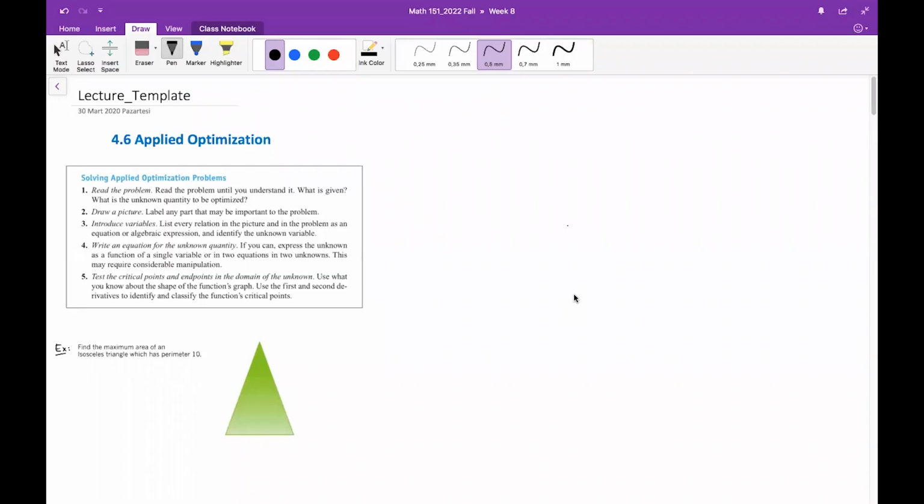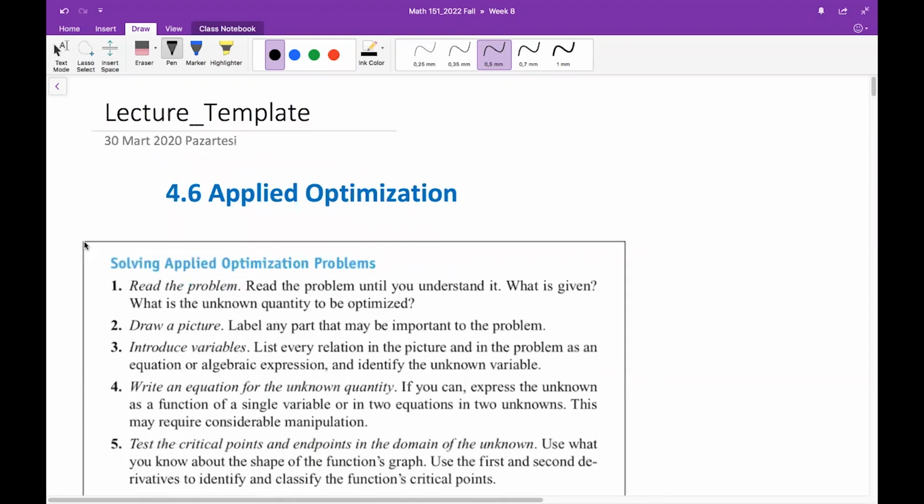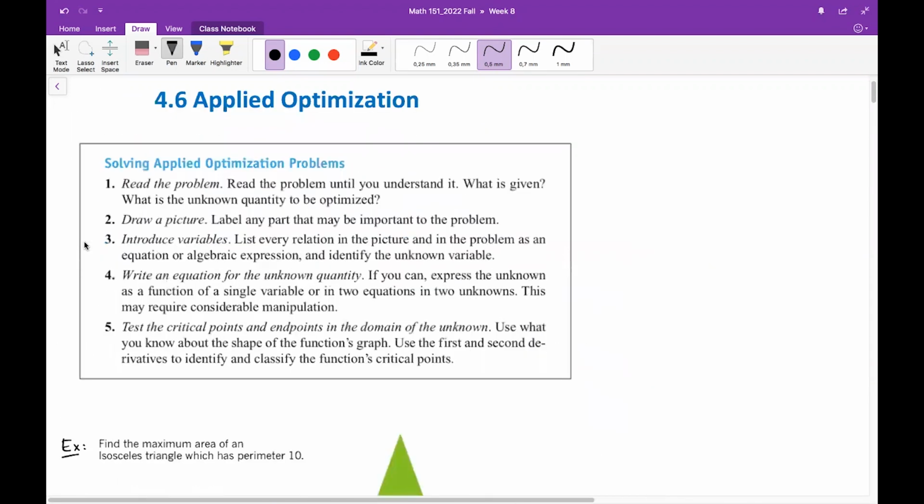Everyone, this is lecture video 27, and in this lecture we will be covering applied optimization, in which we will search for the best or the optimal value of a given function, and while doing that we will be using first derivatives.